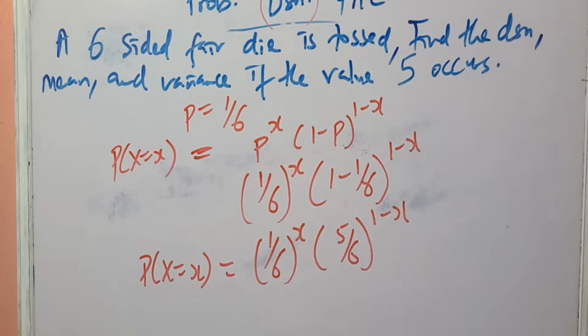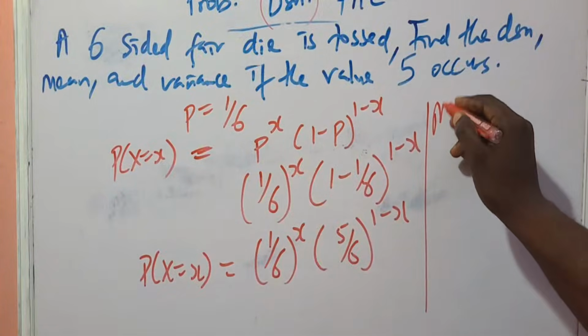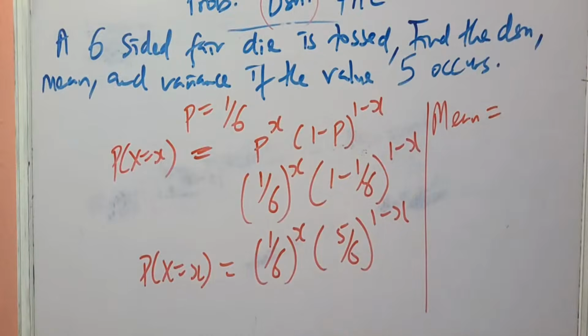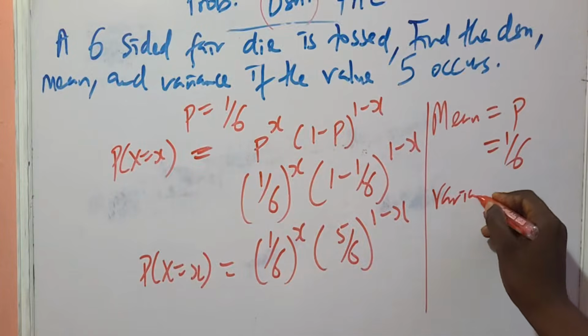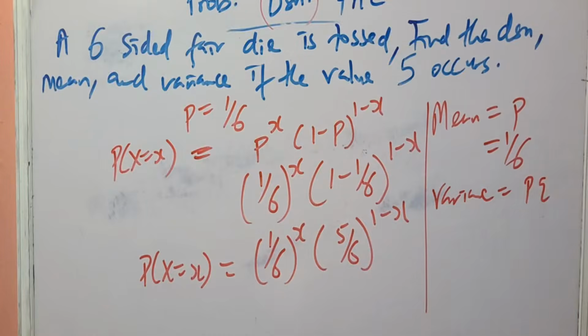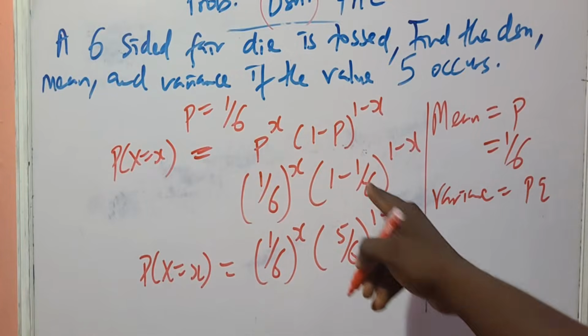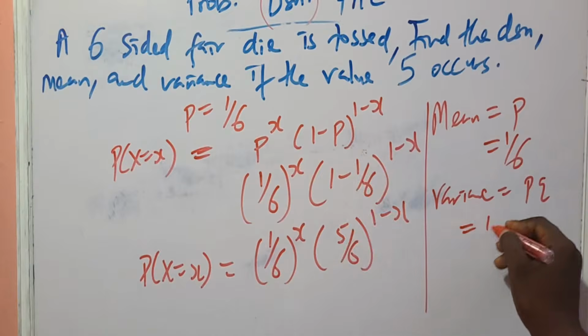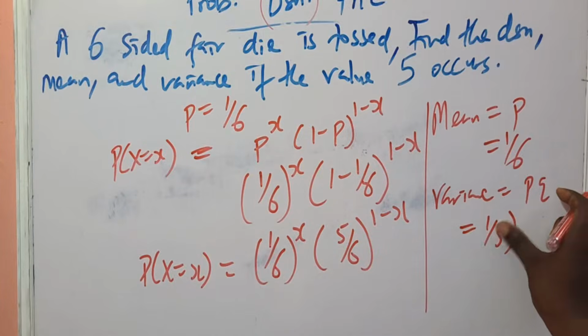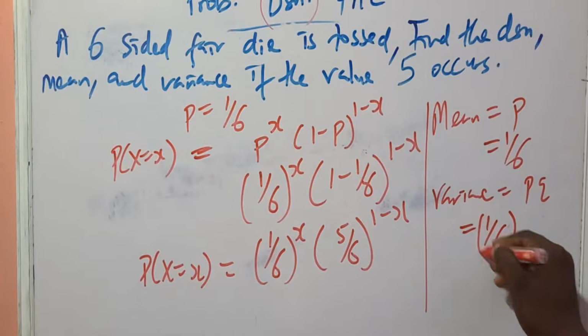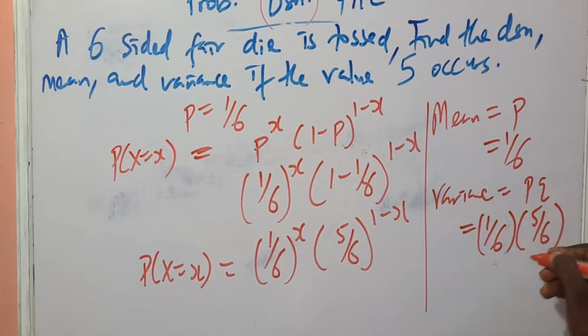All right. I told you guys already that the mean of a Bernoulli distribution is given as P. So the mean, since this is a Bernoulli distribution, will obviously be 1/6. That's simple. And then the variance, I told you guys that the variance is given as P times Q. And you know that your Q obviously is 5/6. So your variance will be 1/6 multiplied by 5/6. And that will be 5/36.